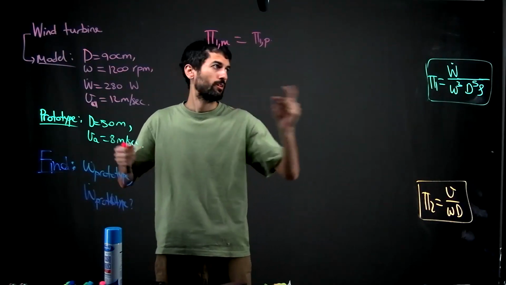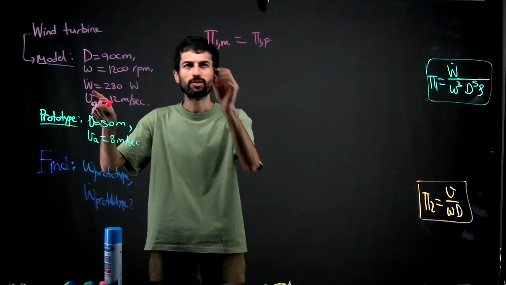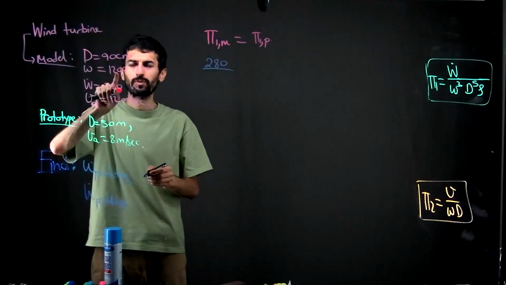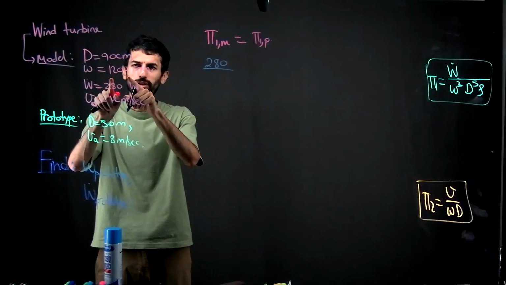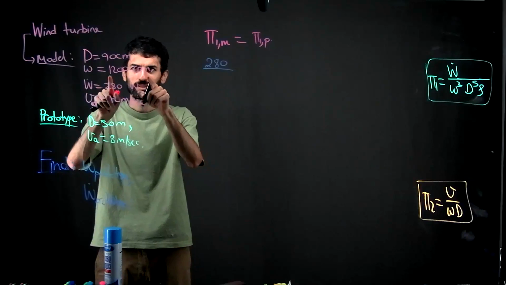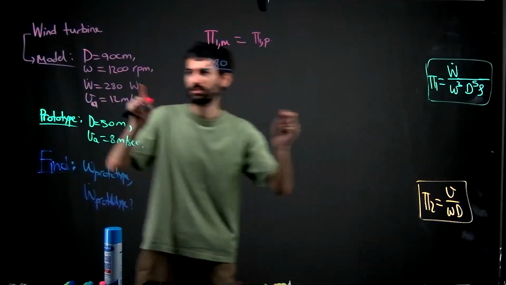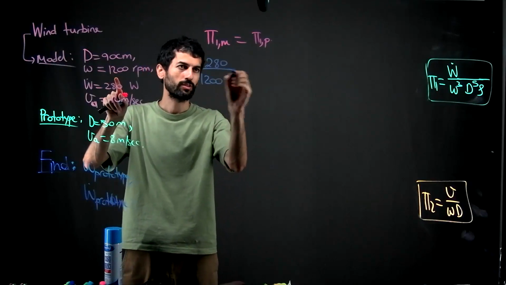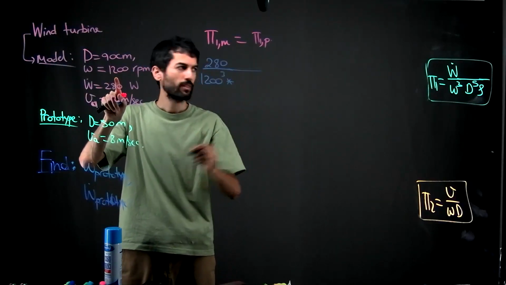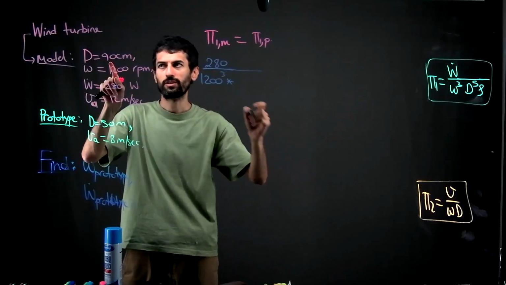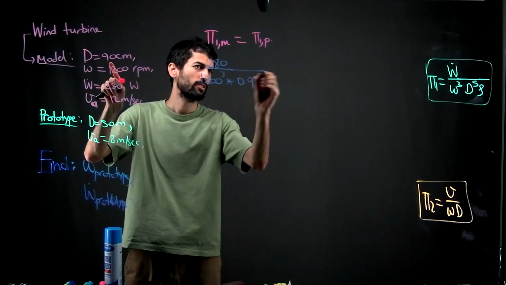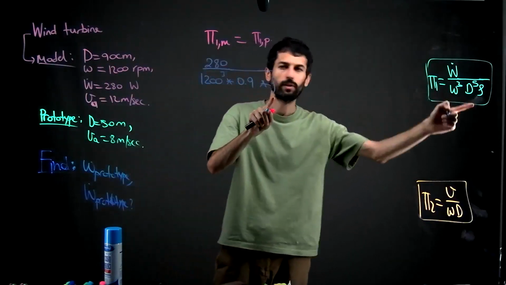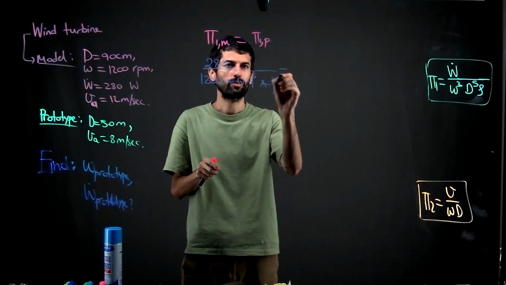So in that case, the power of the model is 280 watts, and the rotational speed is 1200 RPM. I can convert it into radians per second, but since this value is on both sides, there is no need to convert it. So I will just put it as it is. So 1200 RPM to the power of 3, and then we have the diameter, which is 90 centimeters, 0.9 meters, times the density. I will just put density because it is the same for model and prototype. This one is to the power of 5.